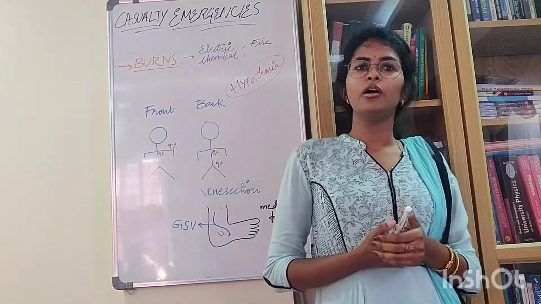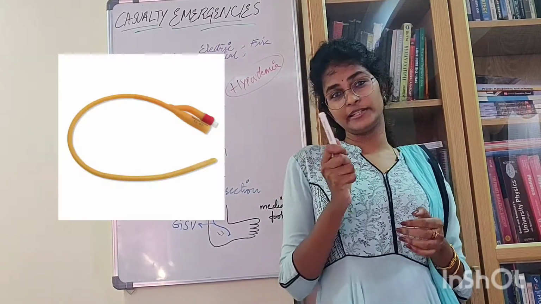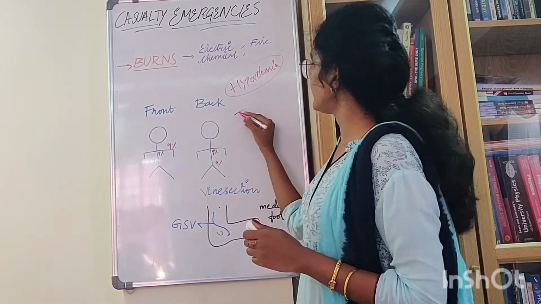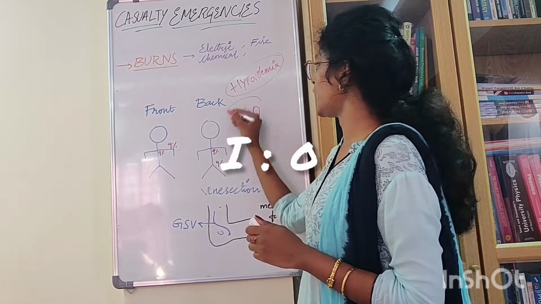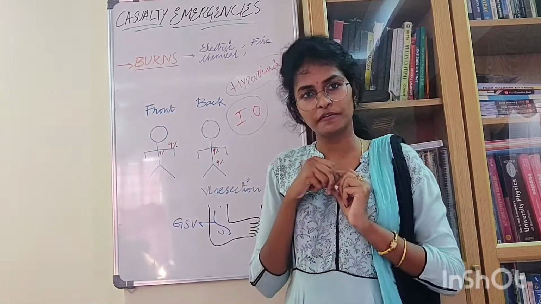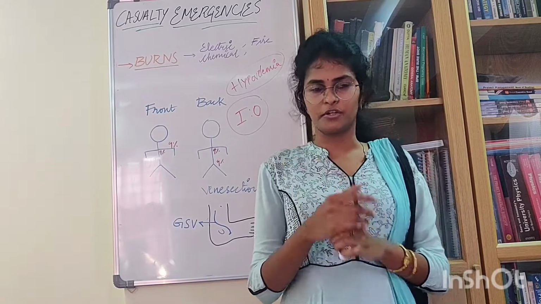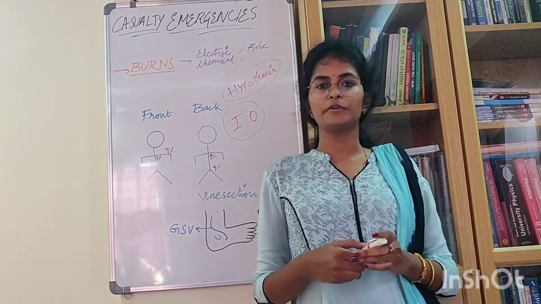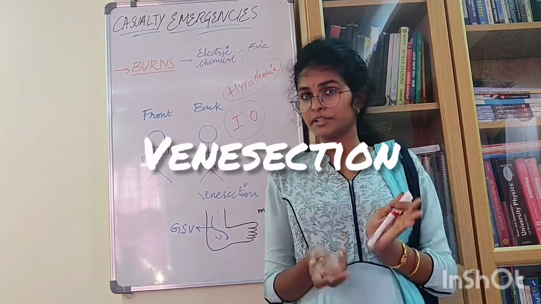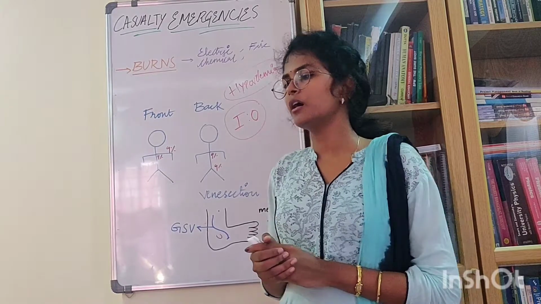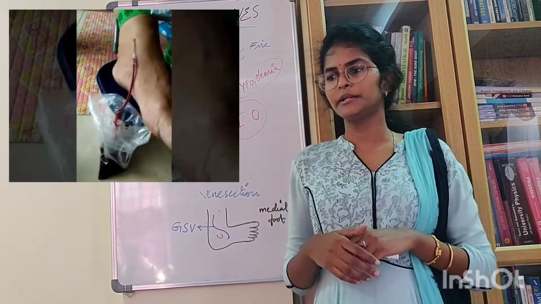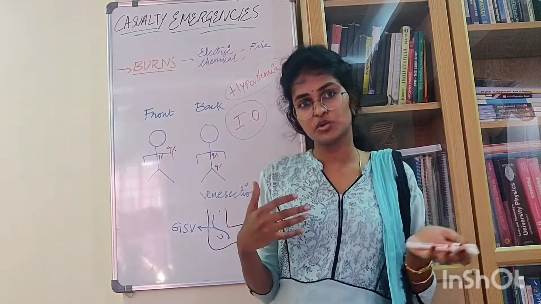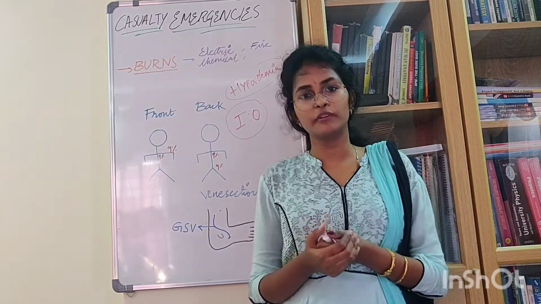Apart from that, you can place a Foley's catheter. Always remember to place a Foley's catheter for a burns patient, because you need to maintain the input-output chart, that is called the IO charting. You need to calculate the urine output of the patient. This is very important for a burns patient. Whenever the percentage of burns exceeds 20%, we need to perform a venesection procedure, which is usually done by the surgeons, so keep that in mind. What is this venesection procedure? It helps to balance the body fluid levels, and helps in case of any circulatory shock.